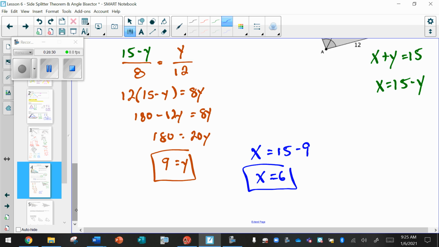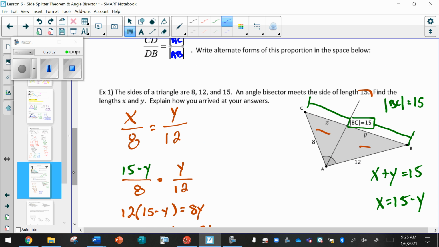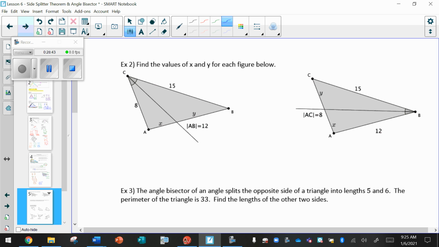But the angle bisector theorem just makes a ratio out of the side of the angle and the piece attached to it, the side of the angle and the piece attached to it. So let's try another example. Example number 2, part A. We're going to make the ratio 8 over x equals 15 over y.